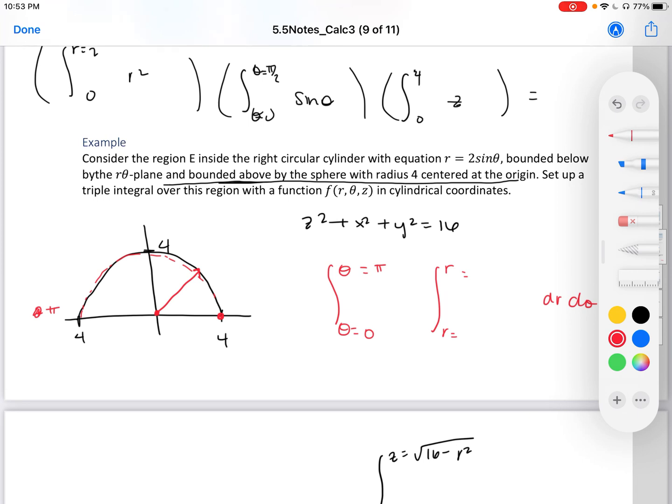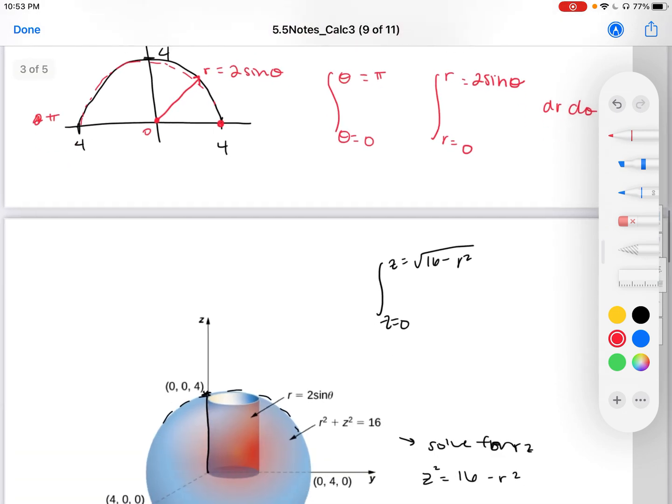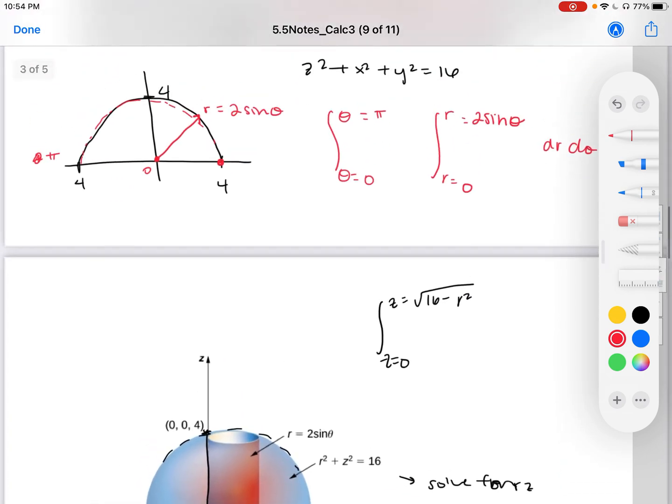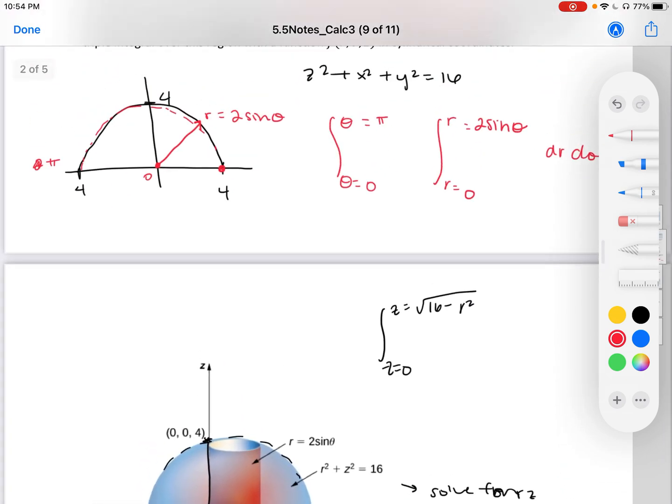That is actually our circular cylinder. R is equal to 2 sine theta. So it goes from 0 to 2 sine theta. All right, let's go ahead and put all those three integrals together. Now, it was saying just to set up. This one would be kind of challenging to integrate because we have that radical.